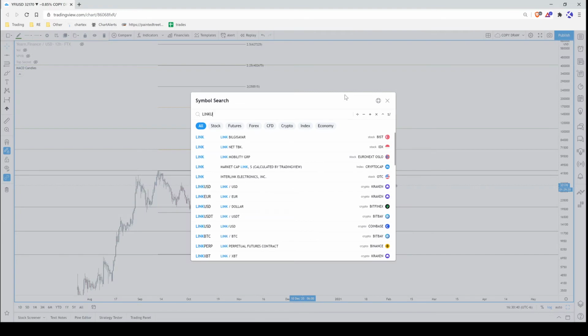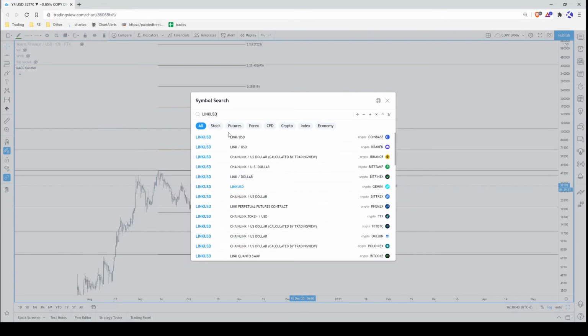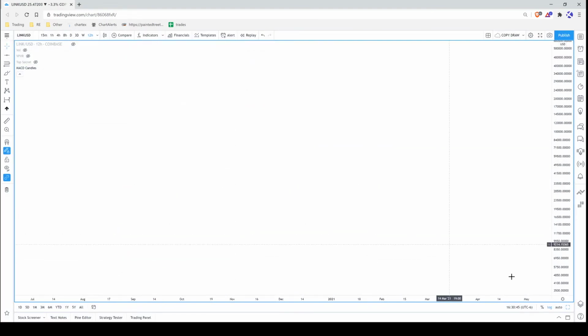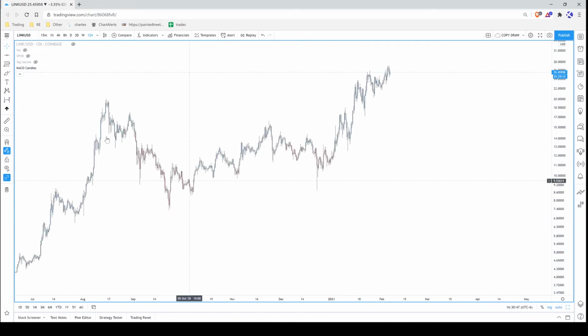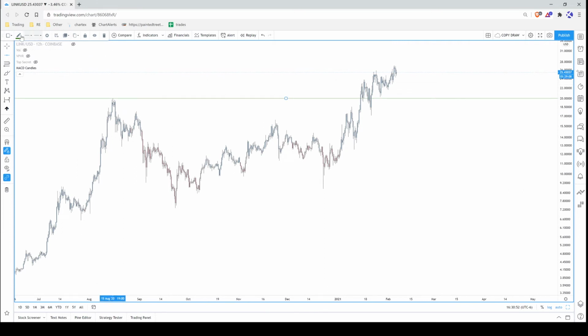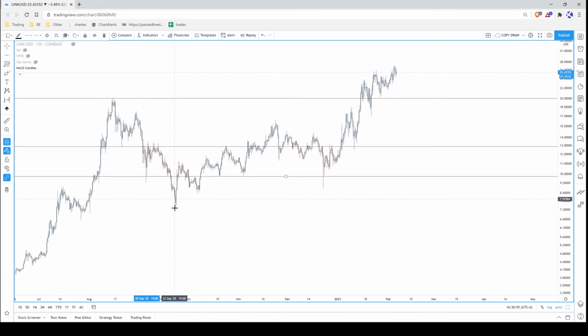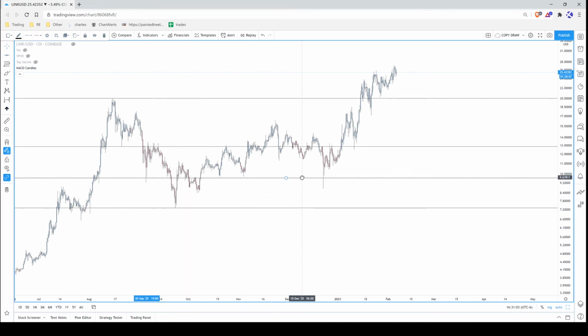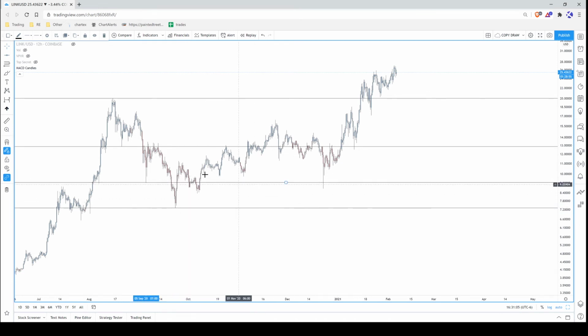Let's look at Link. Pretty similar chart. Coinbase is fine. Make it black. All-time high. Bounce spot. Bounce spot. Below. Right here was the bounce. Perfect bounce right here. These levels were quite relevant as we moved up.